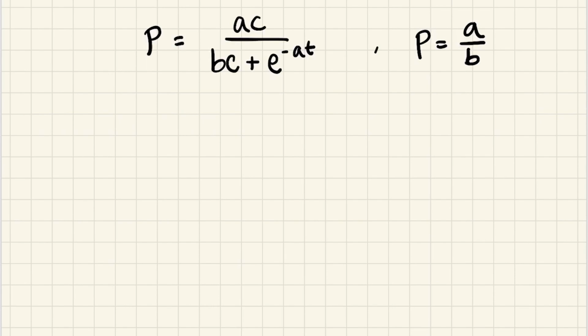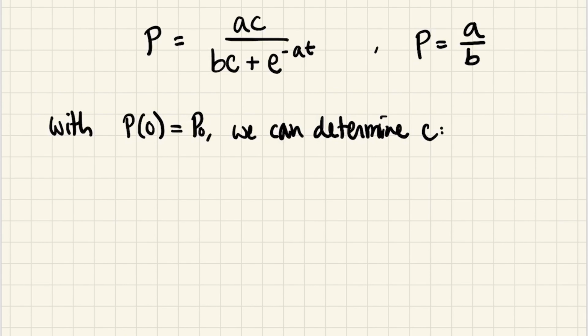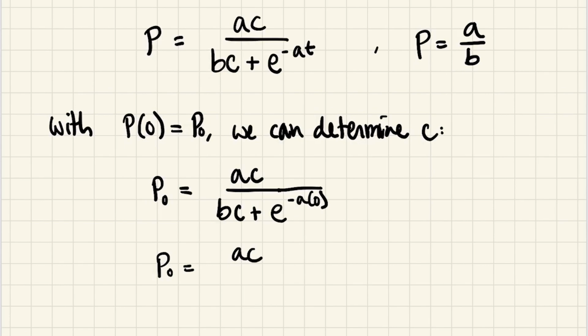All right, let's get a better look at our c value. It's a little unsatisfying to have all these a's and b's and c's in here. So we know that we usually have an initial condition. If we're told that P of 0 is P0, then we can determine c in terms of P0. So let's look at our solution here, and we'll replace P with P0 and t with 0. Okay, so what we have is P0 is equal to ac over bc plus 1. So let's just solve this equation for c.